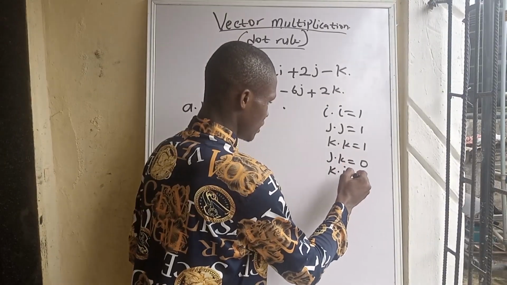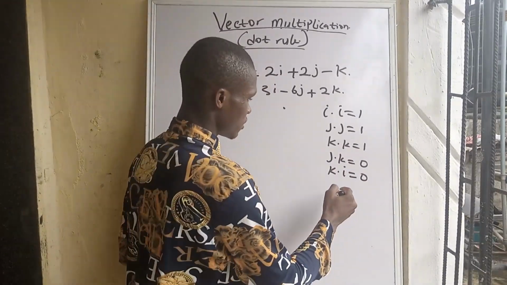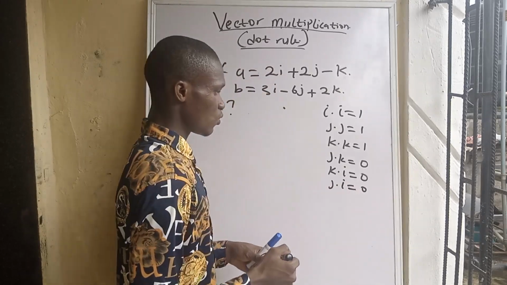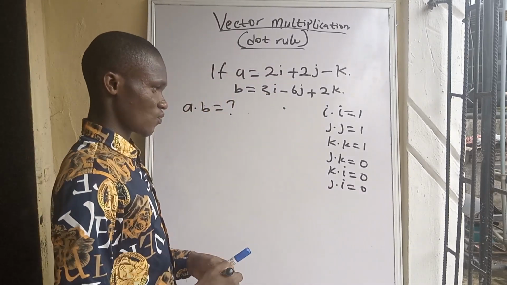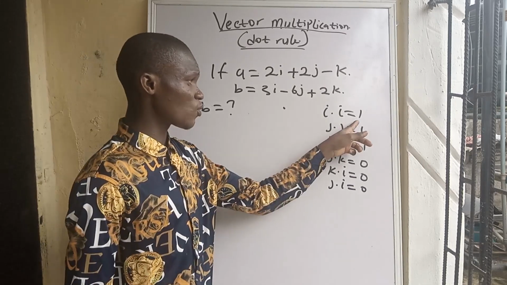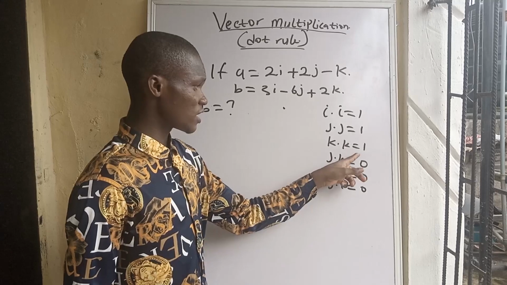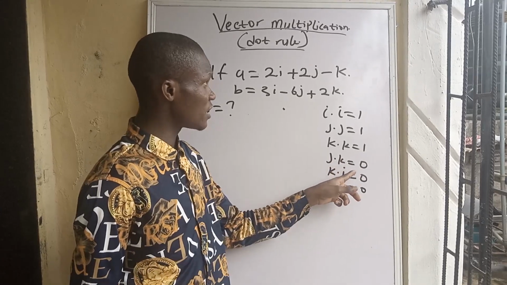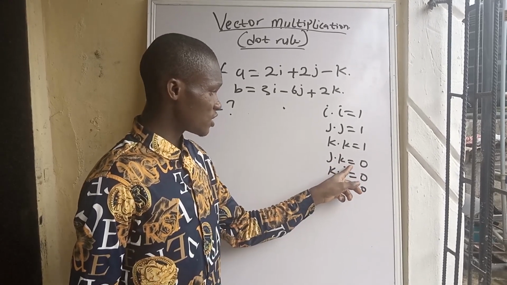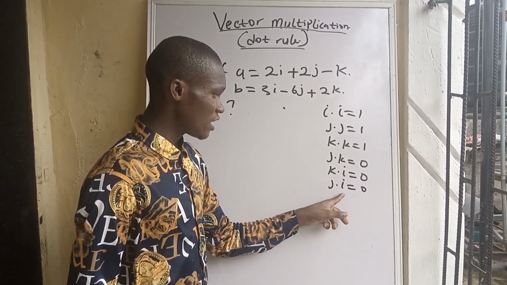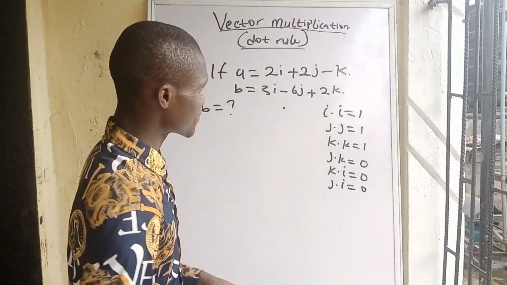k dot i is equal to 0. j dot i is also equal to 0. So these are the rules. i dot i is equal to 1, j dot j is equal to 1, k dot k is equal to 1, and j dot k is equal to 0, k dot i is equal to 0, and j dot i is equal to 0.